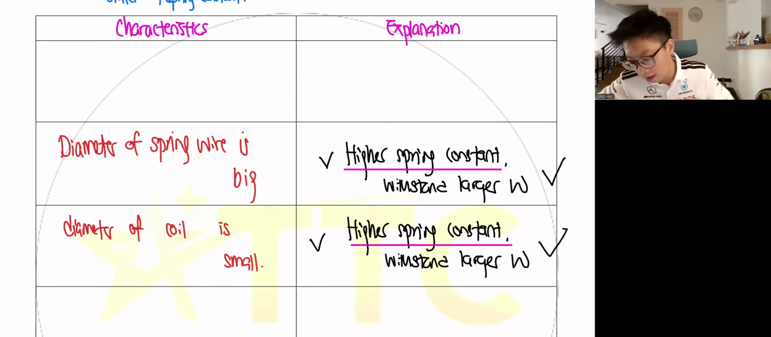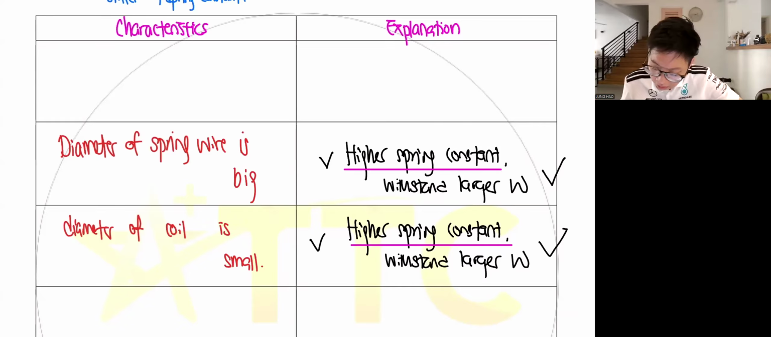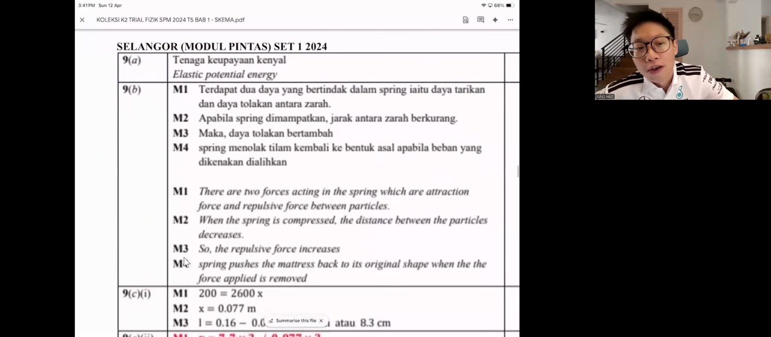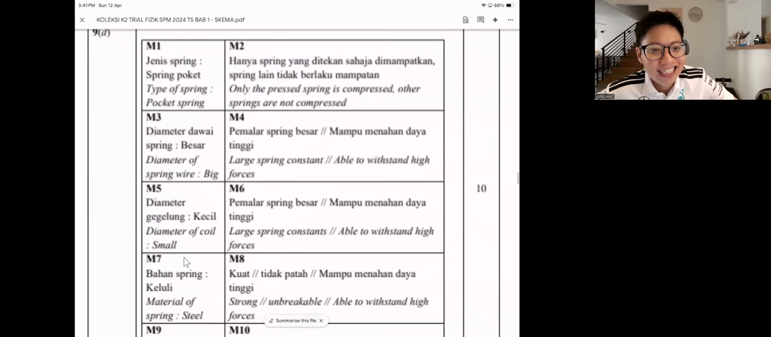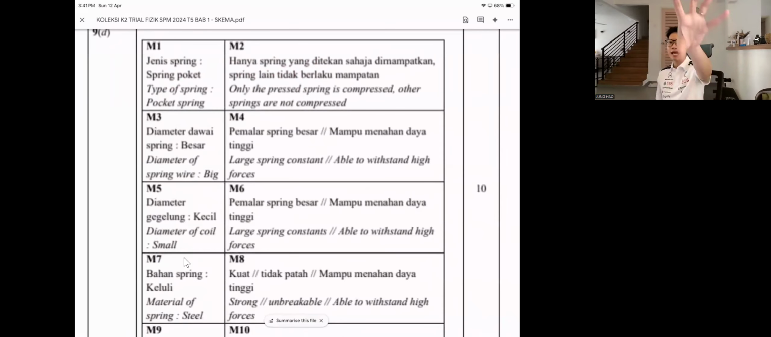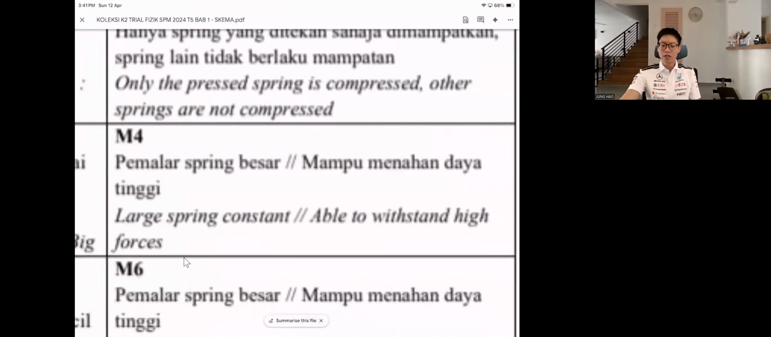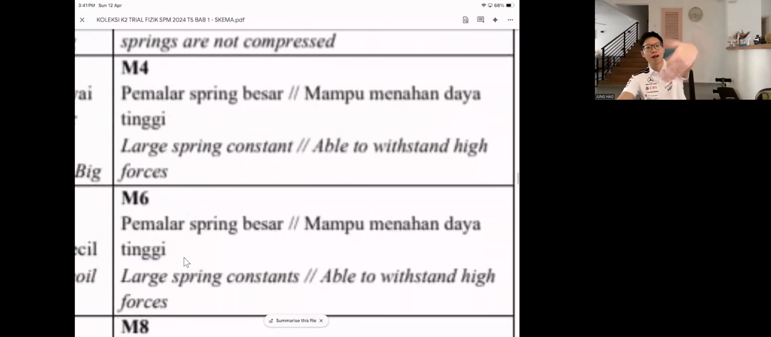Now guys, just so you know, this question that I'm showing you right now, if you want the answer, you can screenshot because this soalan sebenarnya is the same as our Selangor punya module Pintas Set 1 2024. It was the same exact question. Okay, our module Pintas. So you will see that the answers is exactly the same. You see, larger spring constant able to withstand larger load. You see, the answer for M4 and M6 is the same one. Are we allowed to write the same?